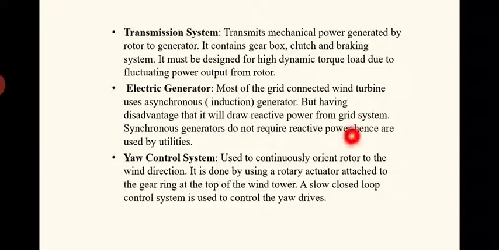So most of the grid connected wind turbines use asynchronous or induction generators. That type of generator is usually used, but having the disadvantage that it will draw reactive power from the grid system.